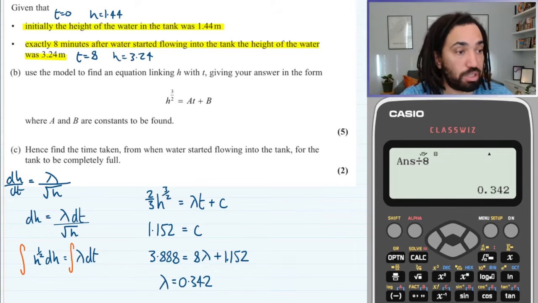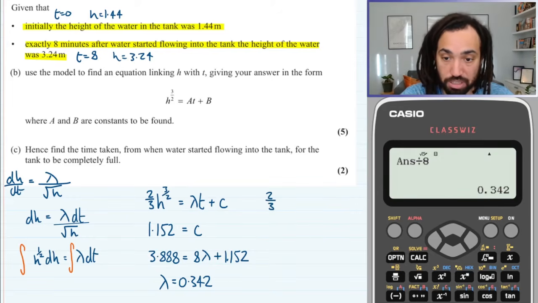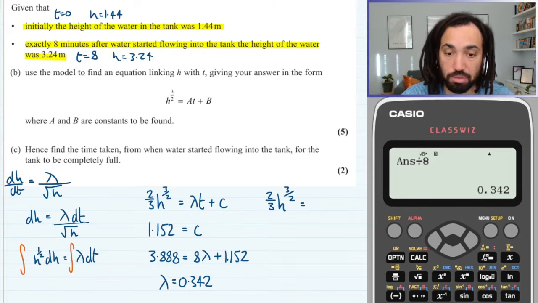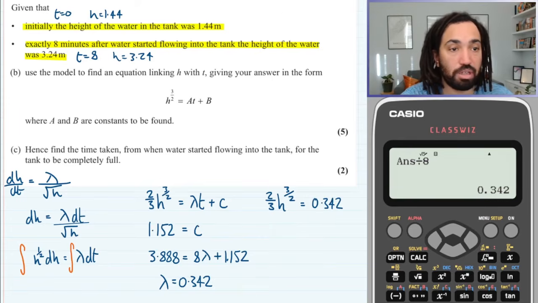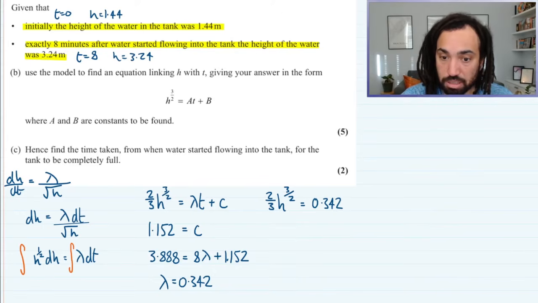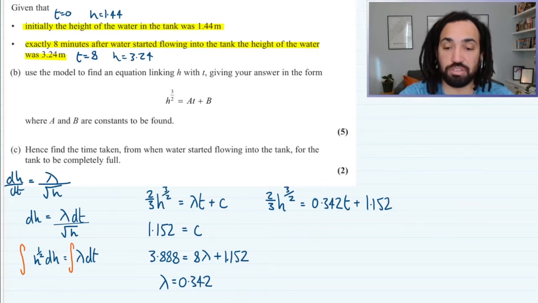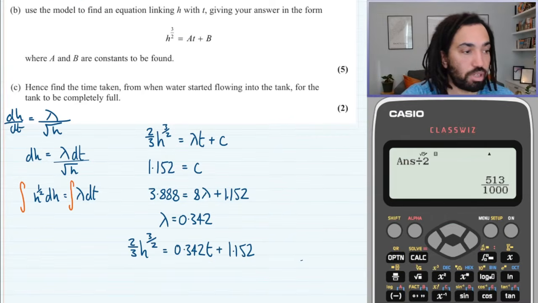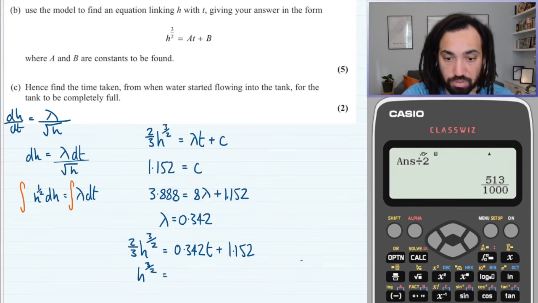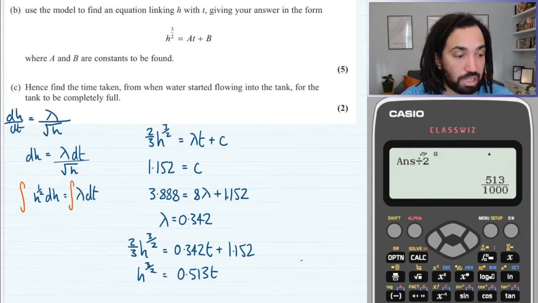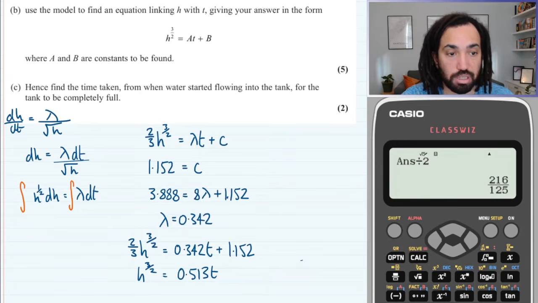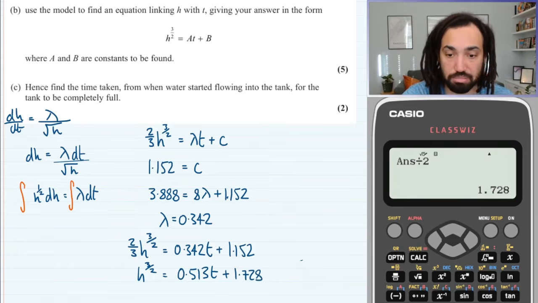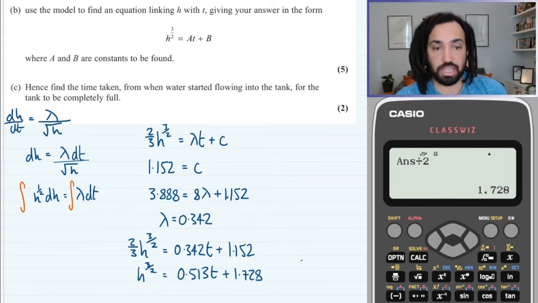So therefore, the formula which we're looking for, the model, is going to be 2/3 h to the 3 over 2 is equal to lambda, which is 0.342, times by t, plus c, which is 1.152. And then we're going to have to multiply by 3 and then divide by 2. Okay, so I've just done that. I've just multiplied this 0.342 by 3, then divided it by 2. And this has given me 0.513t. And then I also have to multiply that other constant over there, so 1.152 by 3, and then divide it by 2. Okay, so we get plus 1.728. Job done.